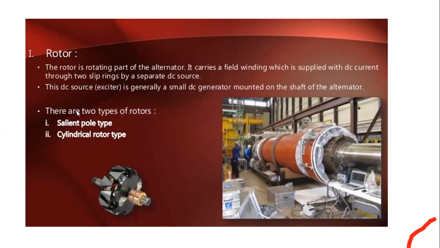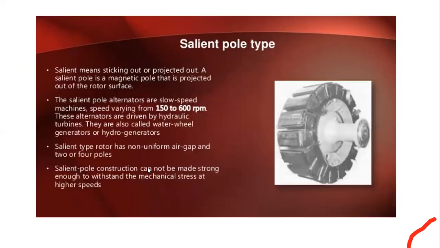Constructionally, the rotor has two types: the salient pole type of construction and the cylindrical type of construction. First, coming to the salient pole type of rotor. Salient means sticking out or projected out.